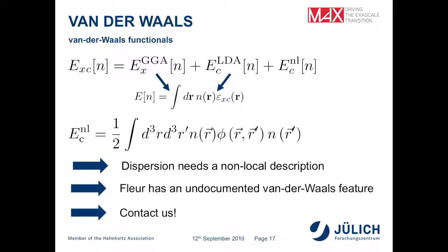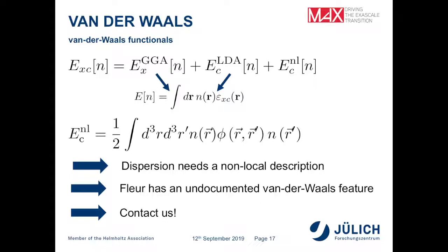So these usually consist of a GGA exchange, some LDA correlation, and then you have an additional term, this non-local correlation, where here you have just this local term that only depends on R. But this non-local term basically combines the density at R and R prime through this van der Waals kernel. And to capture the dispersion in a meaningful way, you have to have this non-local term. FLEUR has this feature, but it's currently not properly documented. So if you're interested in using it, feel free to contact us.